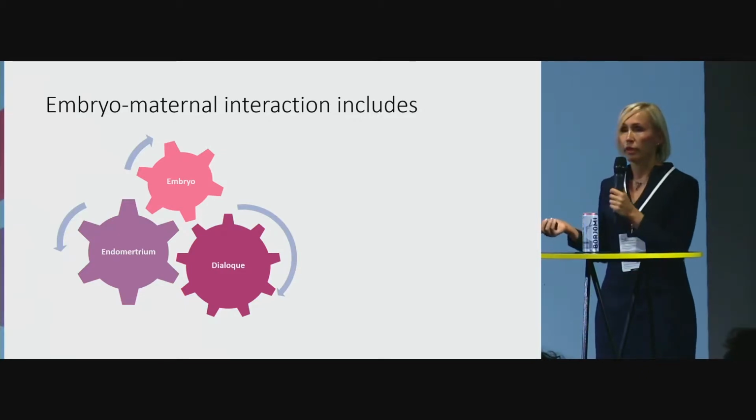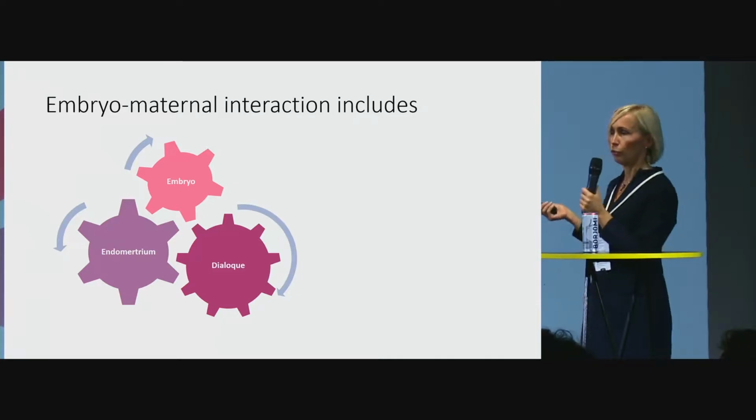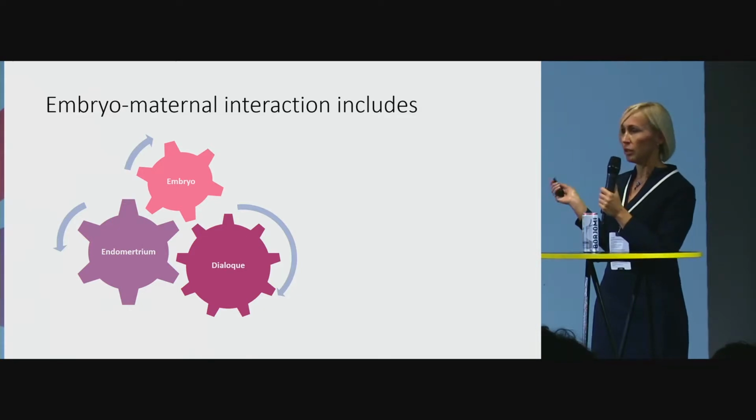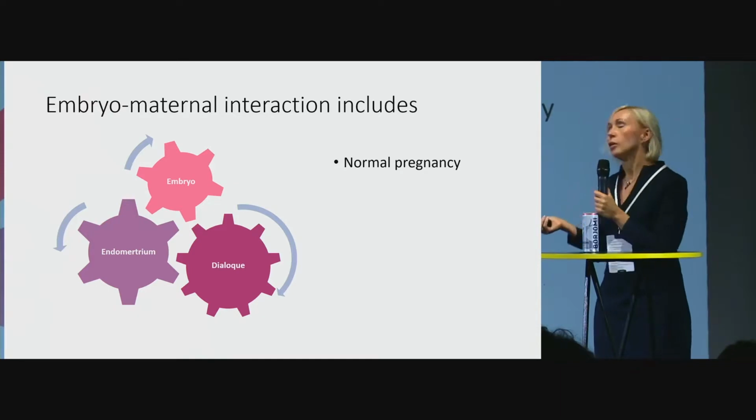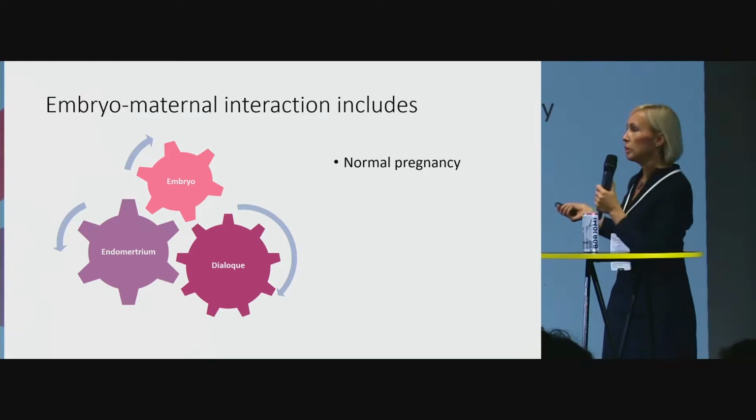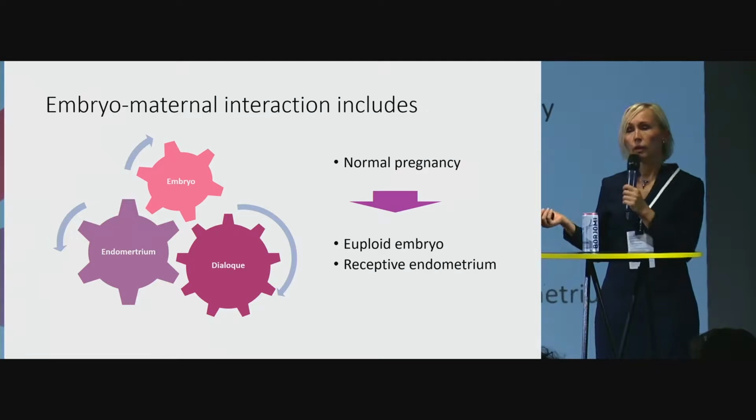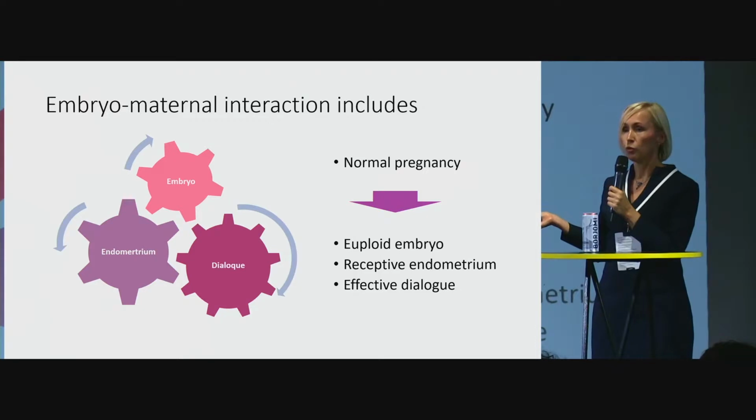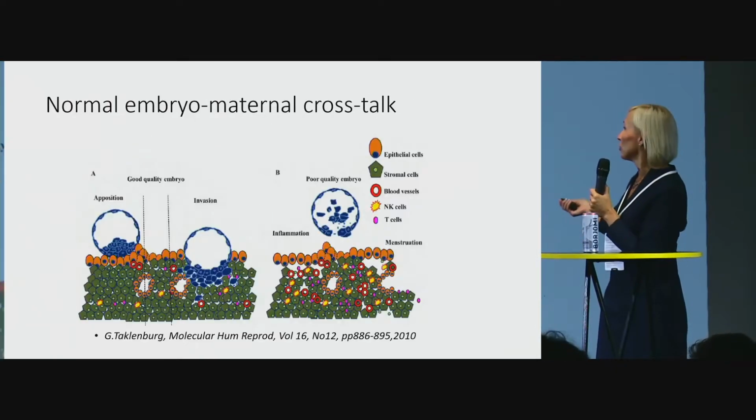So I'll try to explain something about endometrial receptivity. First is very, very easy. As you all know, for implantation and pregnancy we need just an embryo, an endometrium, and dialogue. But as is well known, for normal implantation and pregnancy we need the embryo to be euploid, the endometrium to be receptive, and the dialogue to be effective. What does effective mean?